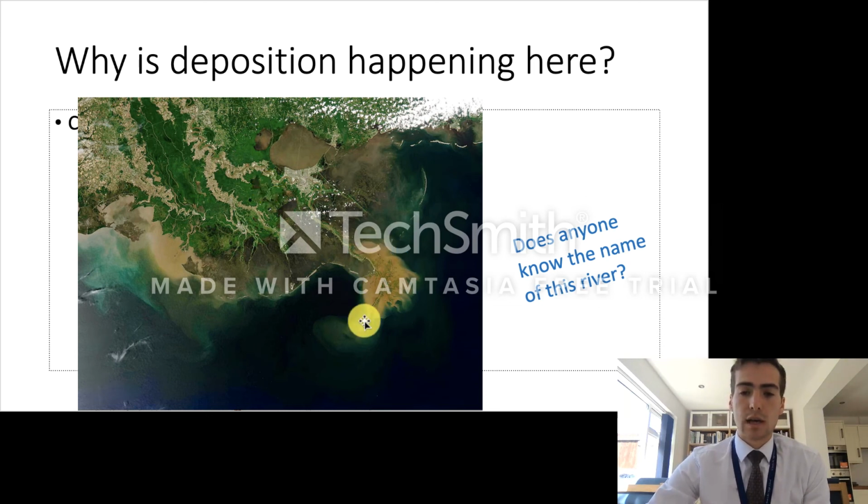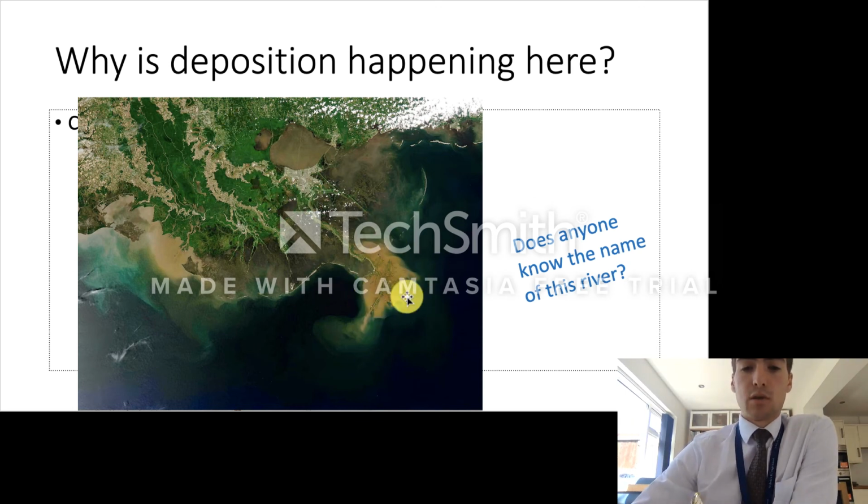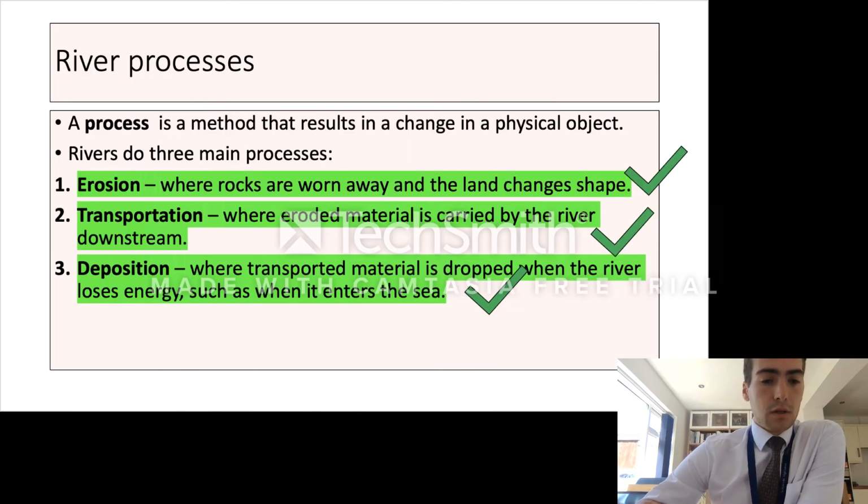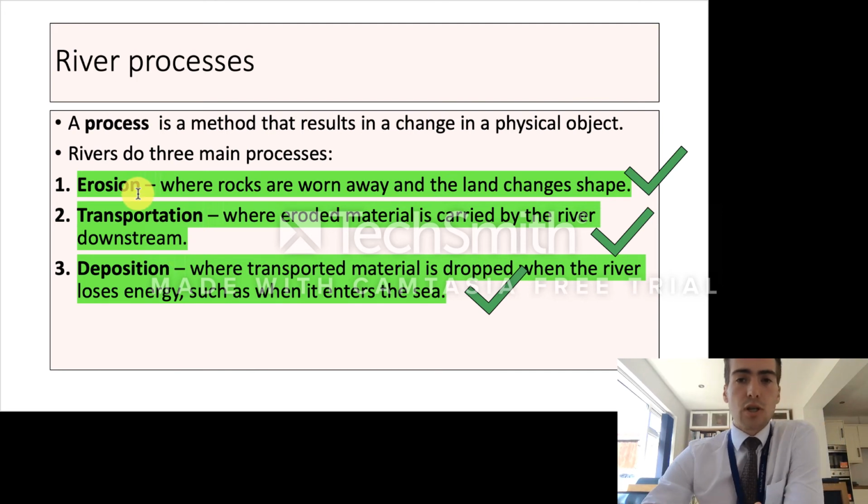So this is actually being deposited in the Gulf of Mexico. All this sediment that's been collected is now being deposited in the Gulf of Mexico. So that's why deposition happens there. So now we've covered all of those 3 river processes: erosion, transportation, and deposition. Like I said before, they happen at any point in the river. One of these processes will be happening.